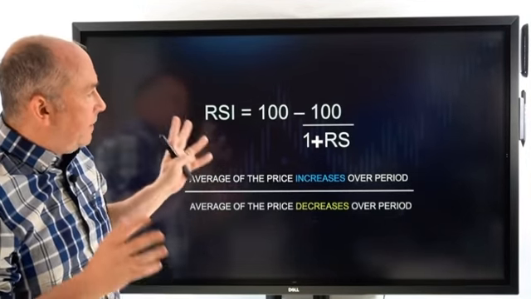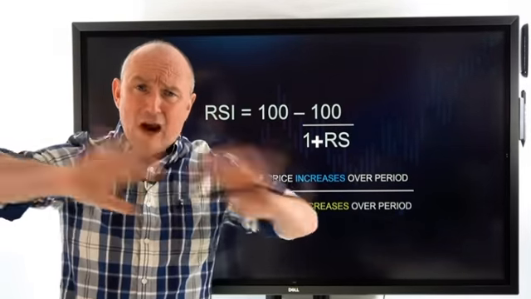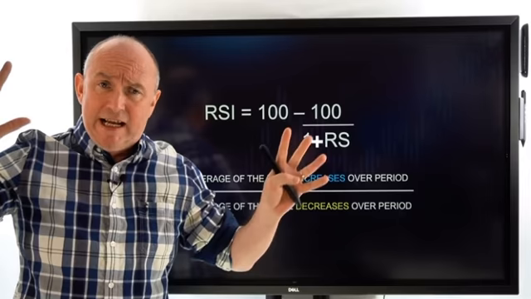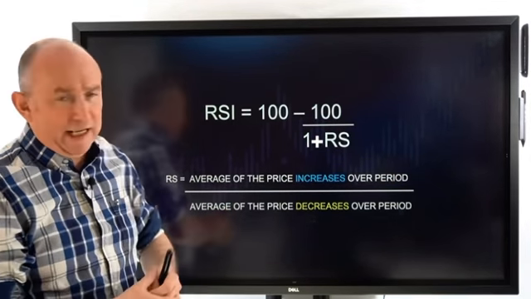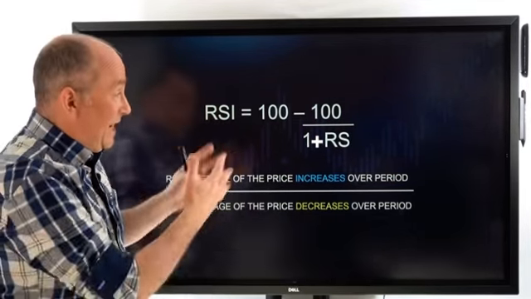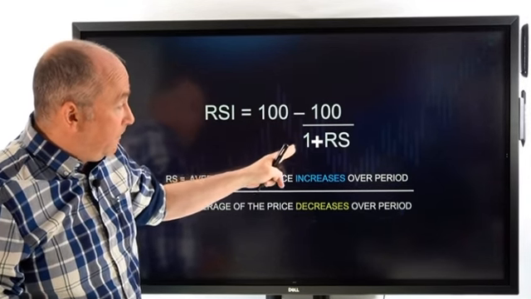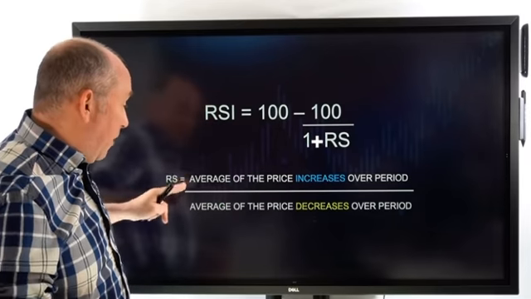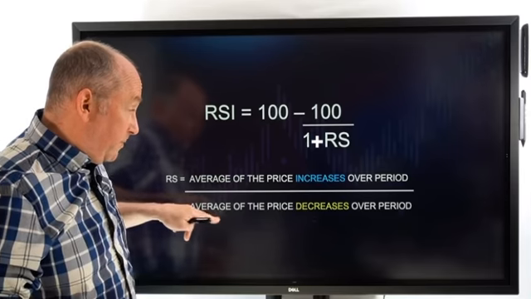So this is the formula of the RSI. You don't need to know this formula. It really isn't that important, but if you are mathematically inclined and you want to delve deeper into it, this is the basic formula. RSI equals 100 minus 100 divided by 1 plus RS, and the RS is the average of the price increases over a period divided by the average of the price decreases over a period.